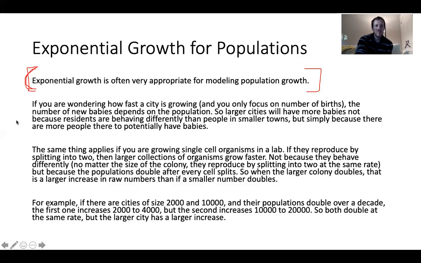And this same kind of phenomena happens if we're talking about a very different kind of population growth. So imagine that you have a petri dish in a lab and you're growing some single cell organisms. How these organisms reproduce is that there is one cell and then they split into two identical single cell organisms.